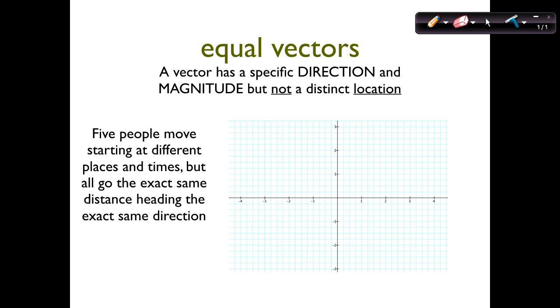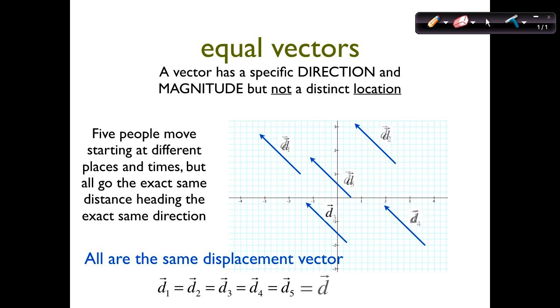Okay, so thinking about displacement vectors here, we got five people. They all start at different places, but they go the same distance heading in the same direction, like a marching band or something like this. Different displacement vectors, or the same displacement vector? They all are the same magnitude. Those are all equal vectors because vectors are about direction and magnitude, not location. So these are all the same displacement vector, and we could just call them all D instead of distinguishing D1, D2, D3, D4. So one thing I'll say is vectors are mobile. Once you have a vector, you can put it somewhere else, and as long as the magnitude and direction are the same, it's the same vector.